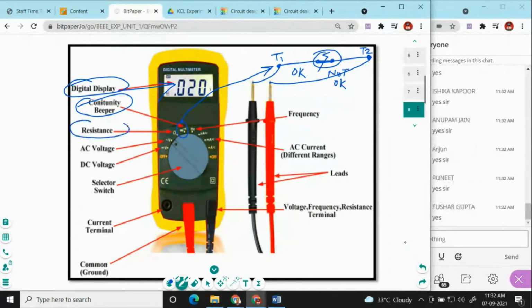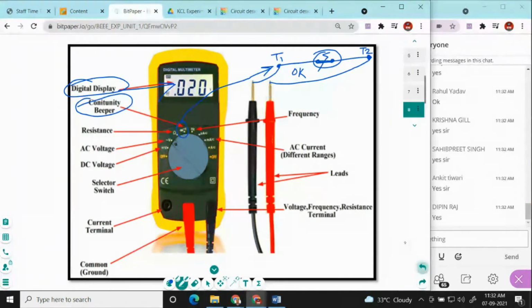Now the next one is resistance. This symbol is present on the multimeter, the ohm sign. This symbol represents the resistance. When you move your knob toward this ohm sign, that means you are going to calculate the resistance of a particular resistor. Okay, so here we have a resistance.